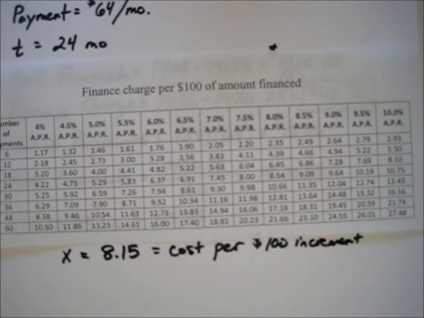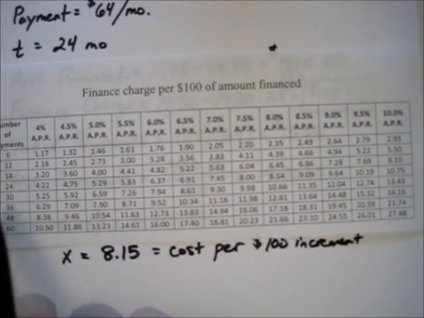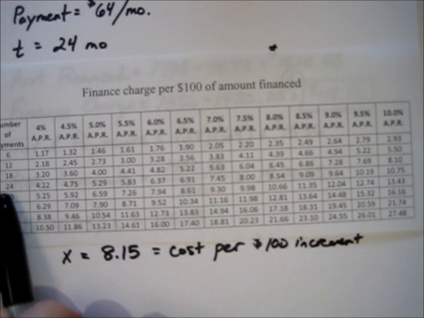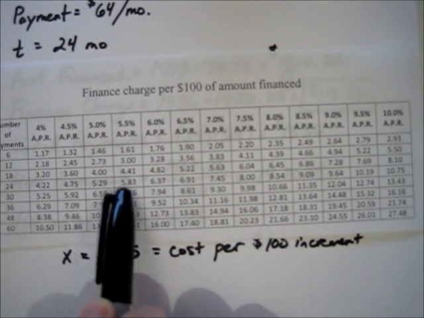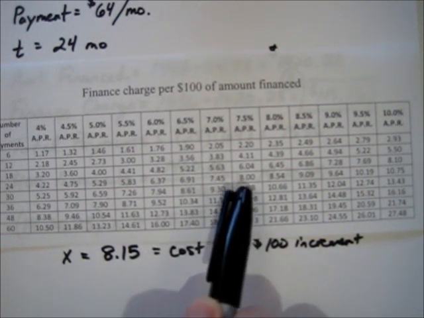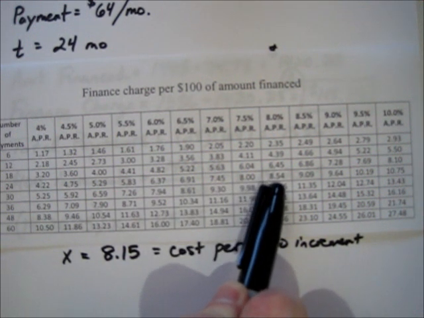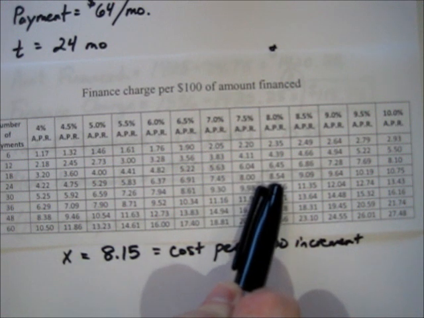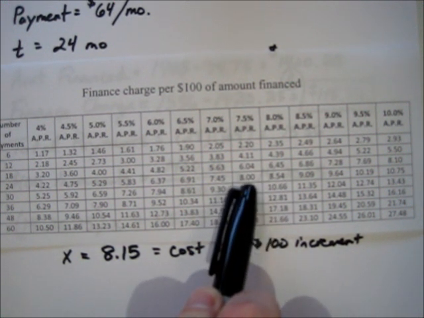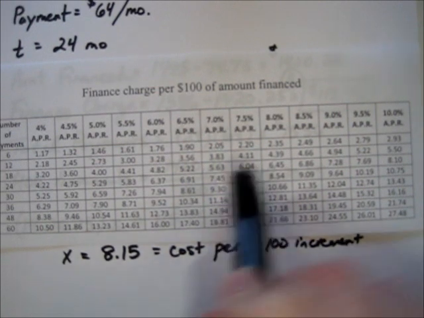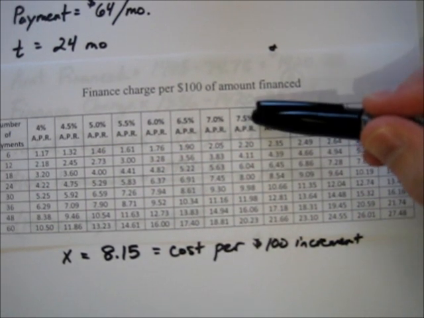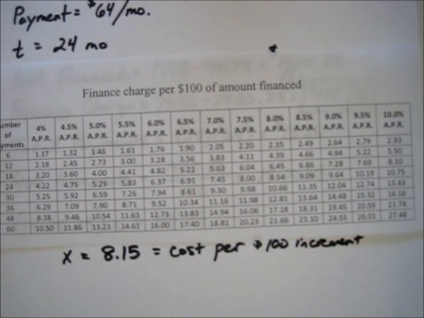What do I know? Well, I know the time. So the $8.15 has to be on the 24-month row. So I'm going across here trying to find 8.15, and I find $8 and I find 8.54. Often you will not get the exact value, so we pick the one that's closest to it. $8 is closest to 8.15. So I go up and find out that that's a 7.5% APR.